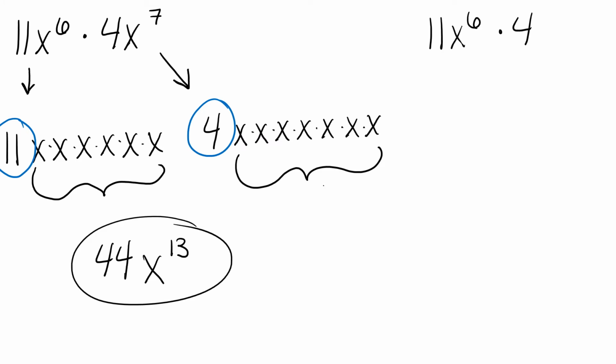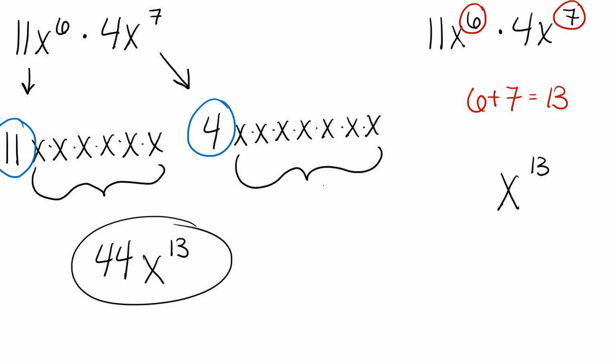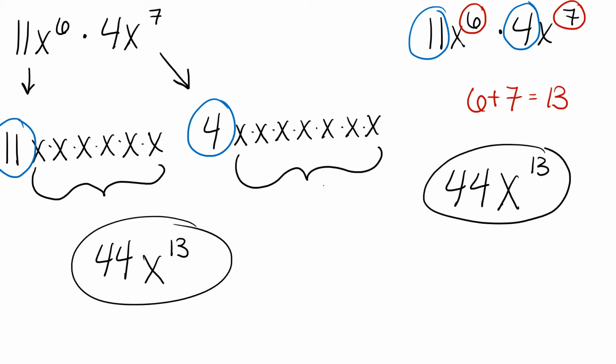To use the shortcut method, we use the original problem. We're multiplying, so we would add the exponents. 6 plus 7 is 13. The base number x stays the same, with 13 being our new exponent. We multiply the coefficients, the large numbers out in front. 11 times 4 is 44.